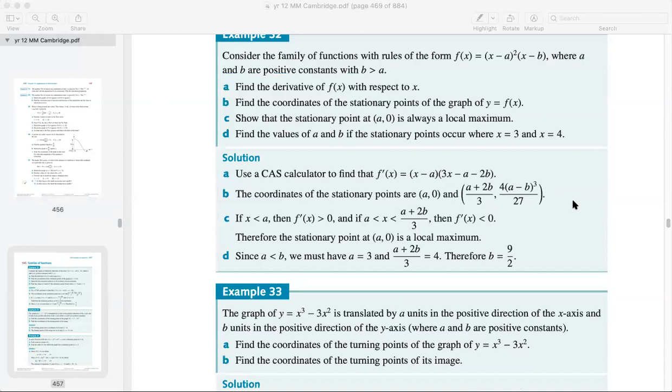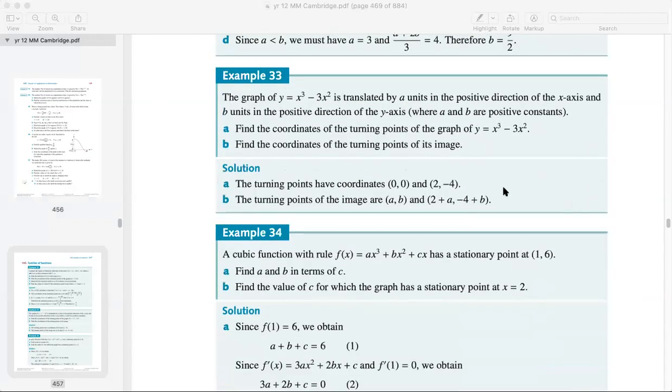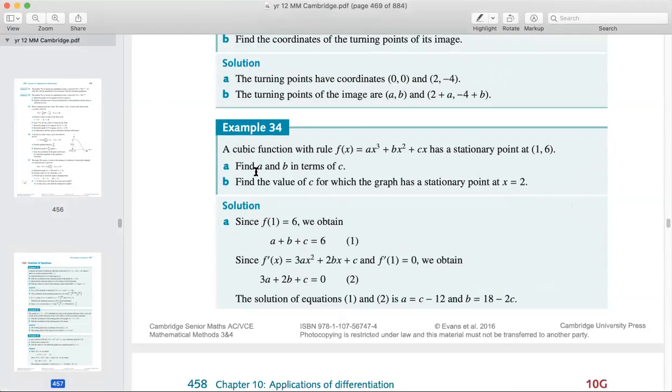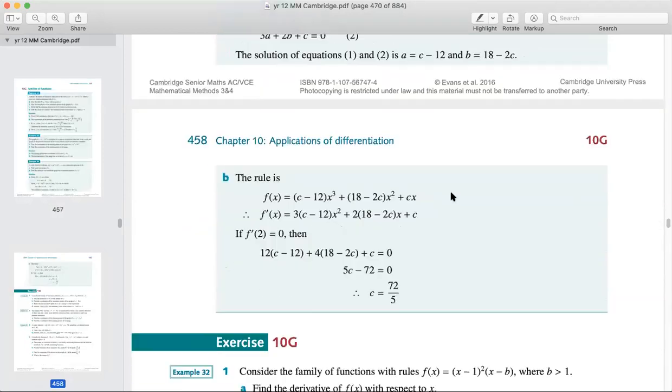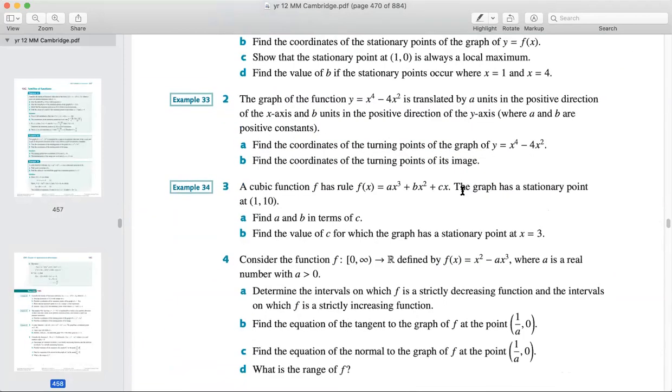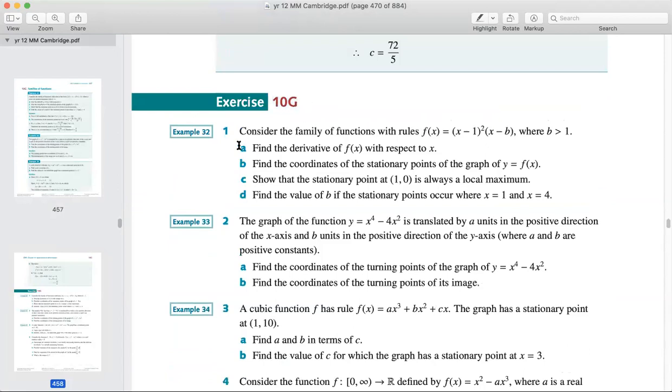Okay, so for 33, same thing. Our turning point involves a and b, and this time they ask us to find a and b in terms of c. Again, it's testing your calculation skills. So this is 10G, and all the concepts and methods used are exactly the same as when we're dealing with real numbers. The only difficult thing is how you fill the gap, and how you make yourself confident about dealing with variables like a and b in this case.